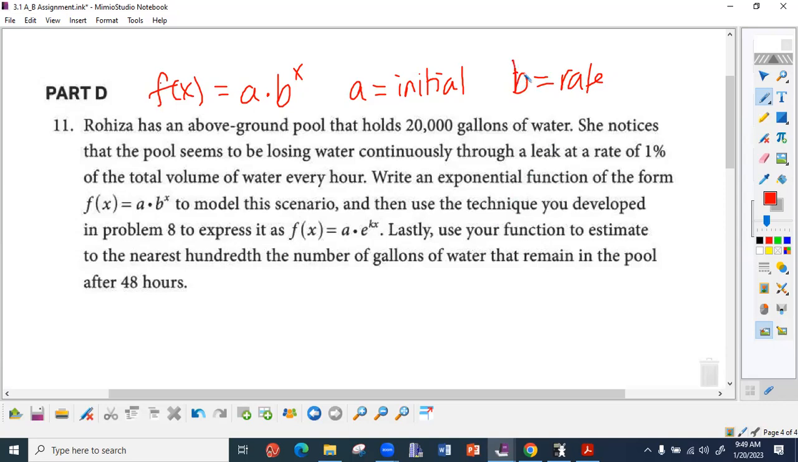So it says Rojiza has an above ground pool that holds 20,000 gallons of water. She notices that the pool seems to be losing water continuously through a leak at a rate of 1% of the total volume of water every hour. Write an exponential function of the form f of x equals a times b to the x to model this scenario. And then use the technique you developed in problem 8 to express it as a times e to the kx. We will see if we do that or not. I just don't feel the need to do that part. But lastly, use your function to estimate to the nearest hundredth the number of gallons of water that remain in the pool.